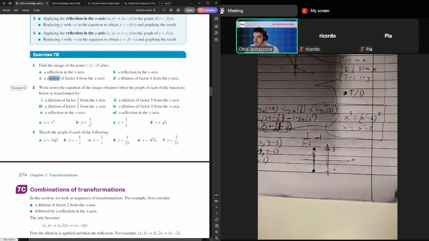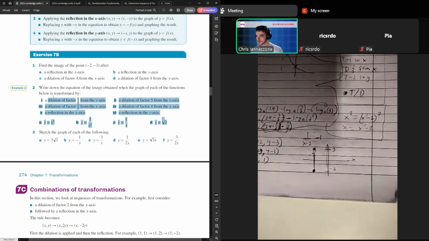So there's that. And then maybe just quickly, who can tell me what this part D would look like? Dilation factor of 4 from the y. -8, -3. Yeah, checks out. From the y means it impacts the x. Nice.